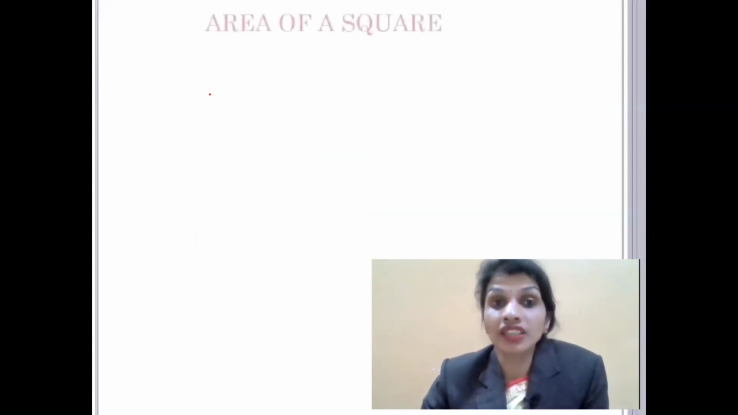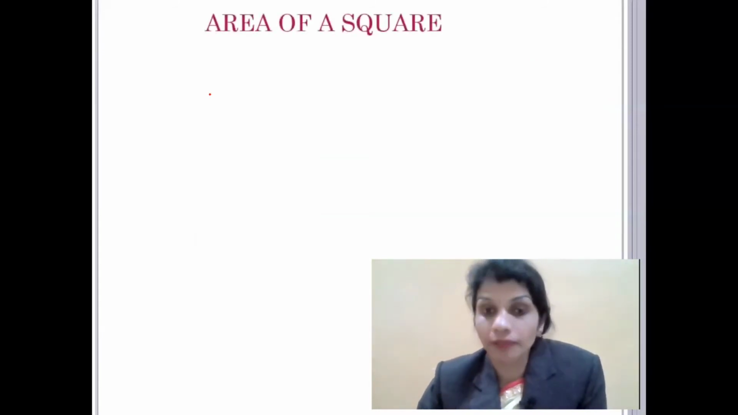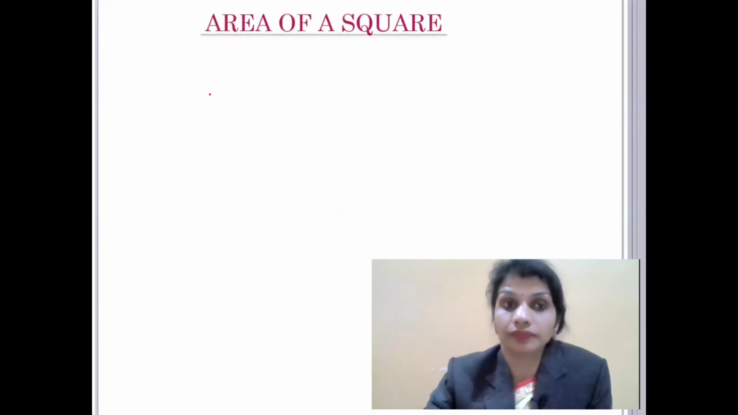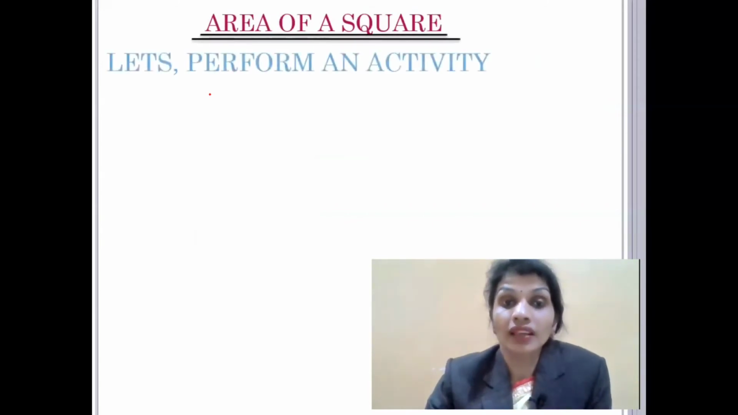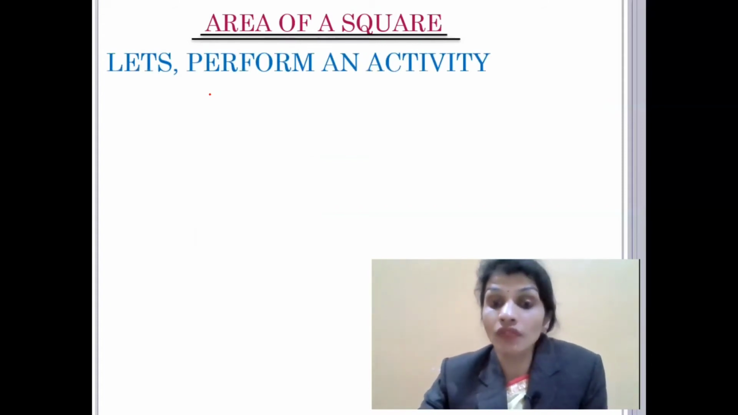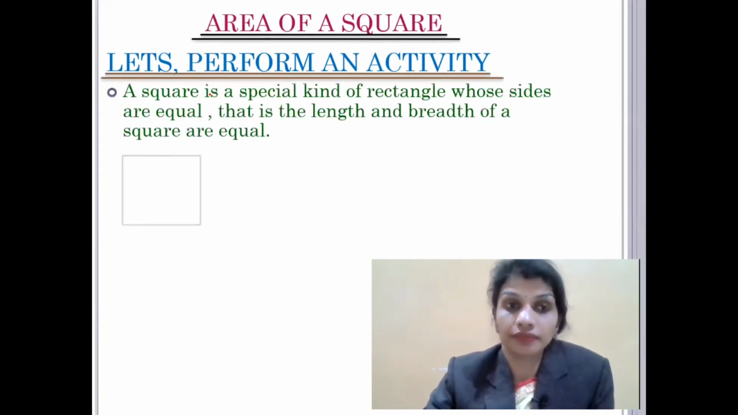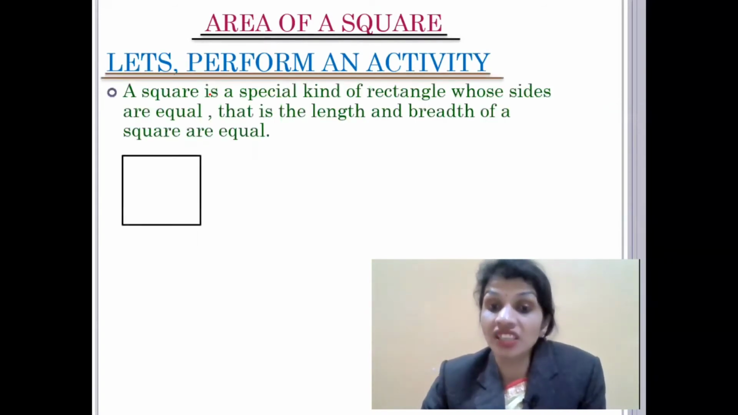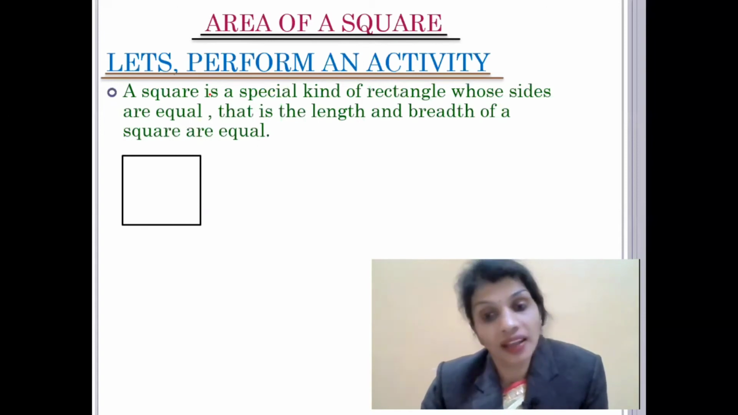Now we will see the formula for the area of a square. Here also, for finding the area of a square, let's perform an activity. The area of a square formula is side into side. A square is a special kind of rectangle whose all sides are equal. That is, the length and breadth of a square are equal.